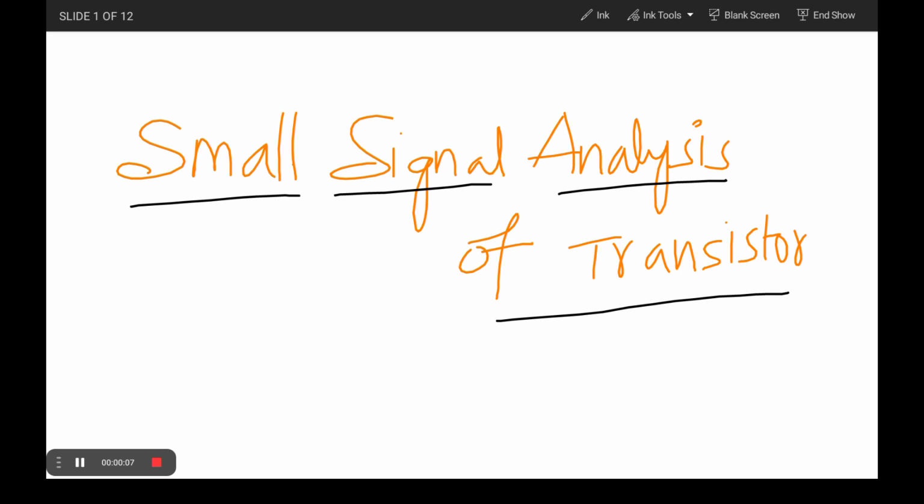In this video, we are going to start the small signal analysis of a transistor. If you want to represent a small signal model, or maybe the re model of a transistor, how is it possible? How do we represent a transistor model in the re model, or small signal analysis? For that purpose, let us move on to the topic.